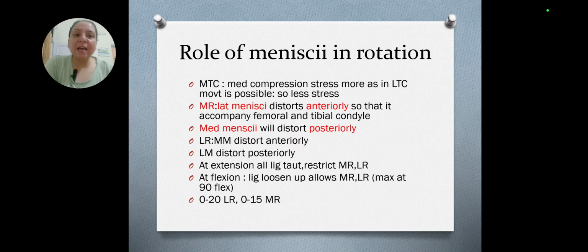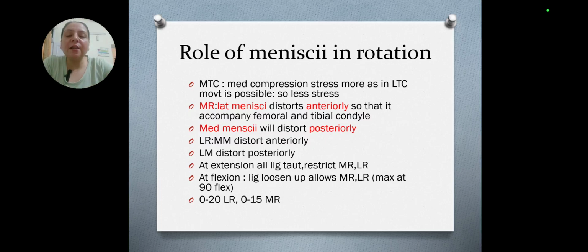Now, the role of the menisci in rotation. You should remember that the medial compartment is there for stress, and why so? Because the movement is very less, whereas on the lateral side the movement is more, so there is less stress. So the medial compartment is always having the stress or compressional forces.